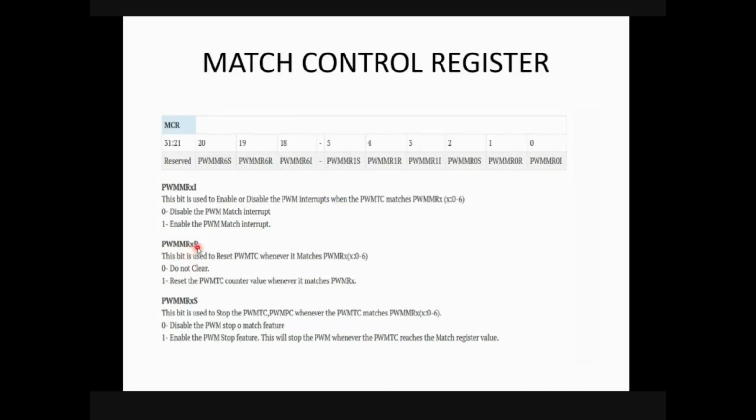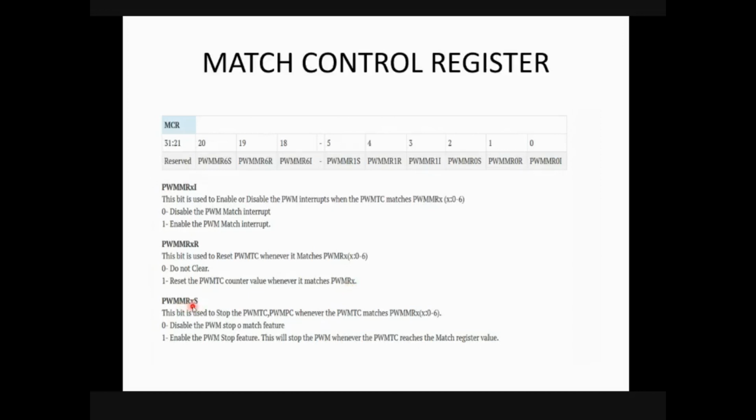PWM MRXR, R indicates a reset. This is used to reset the PWM timer counter whenever the match occurs. If you keep this bit as a 0, it will not reset the timer counter. If you keep this bit as a 1, the PWM TC counter of the respective match register will be reset. The timer counter will be reset with respect to the particular match register value of the particular PWM.